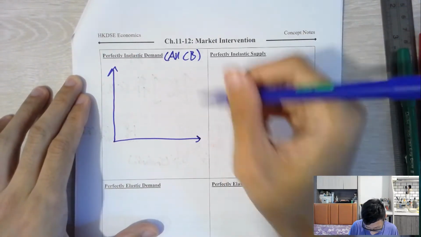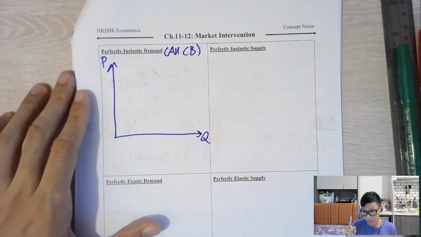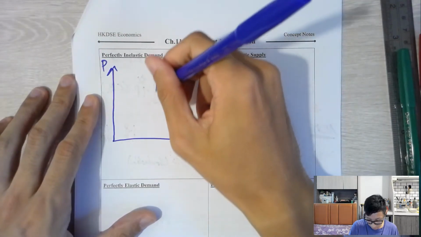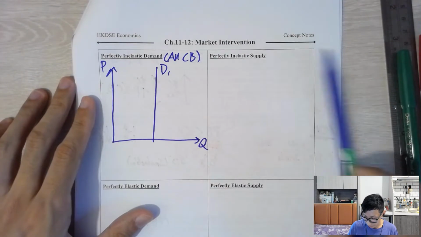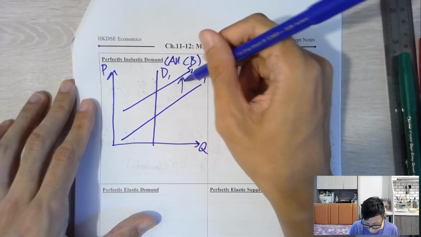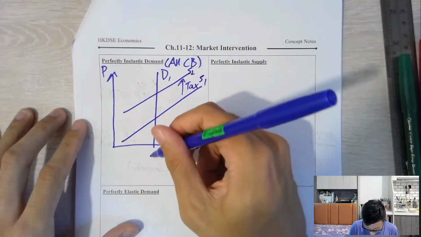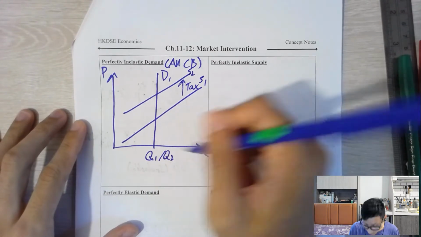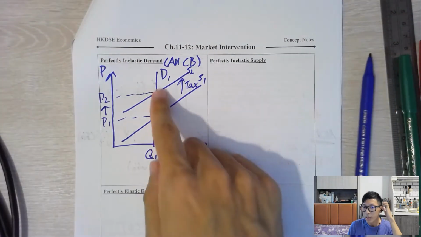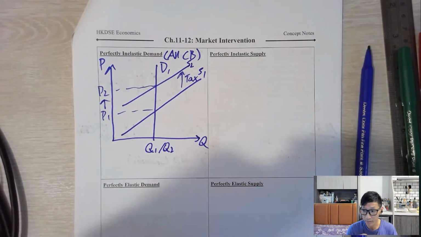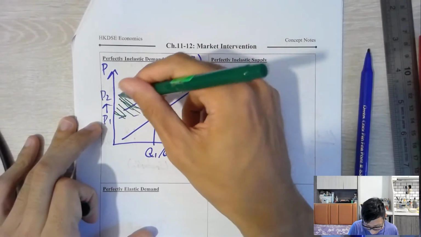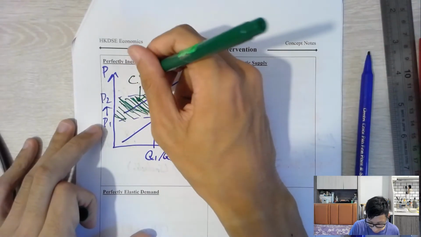We have P, we have Q. Be careful with extreme cases. This time we do funny things with our demand curve. Perfectly inelastic demand, this would be our demand, D1. Then we have supply, S1 and S2. Remember to label the upward shift. This is the tax. Then Q1 and Q2 are the same. Keep it here. And P1, P2. Now you will see the vertical distance is the per unit tax. And the increase in price is exactly the same as the per unit tax. Therefore, we can conclude that all of this would be consumer tax burden.